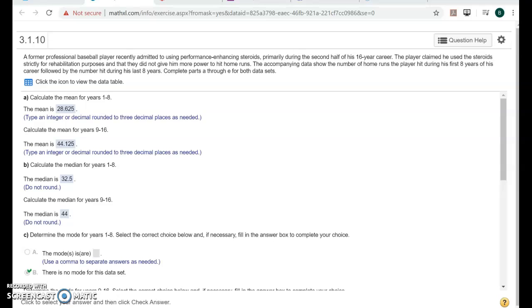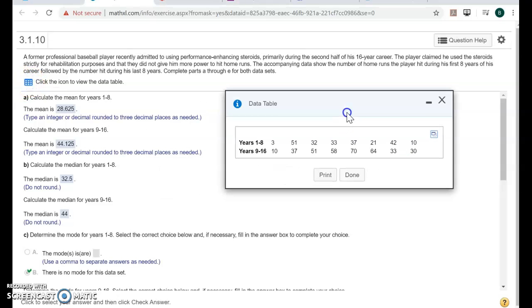Sorry, it's a baseball player. It says the data shows the number of home runs the player hit during the first 8 years of his career, followed by the number of hits during his last 8 years. And it wants us to compare parts A through E for both data sets. So let's open up our information.